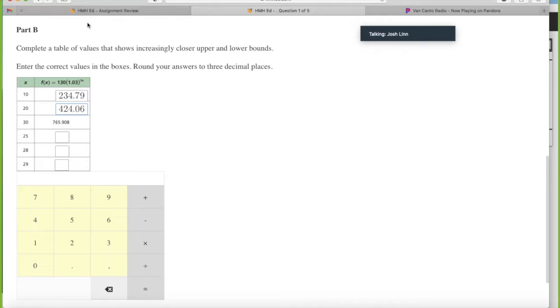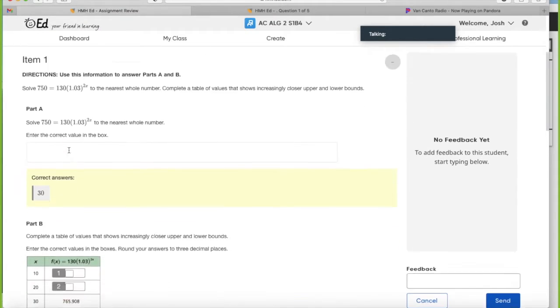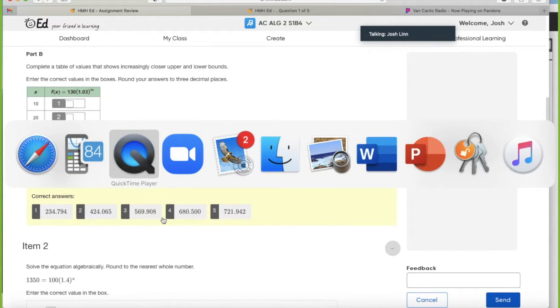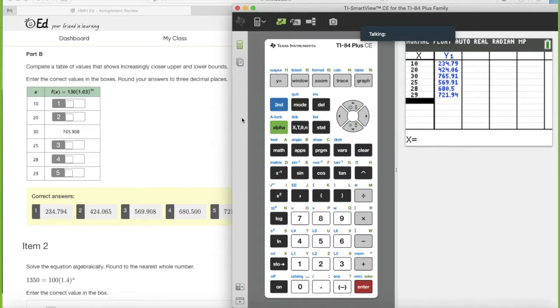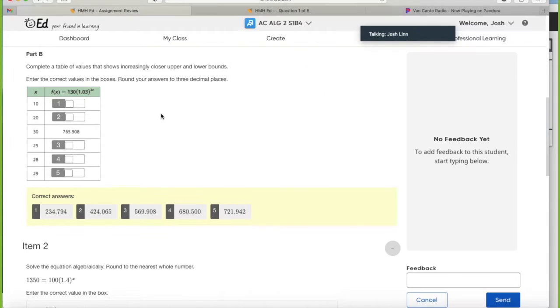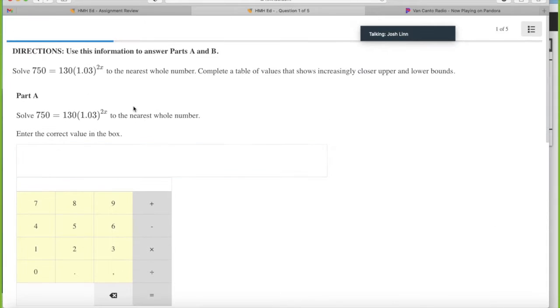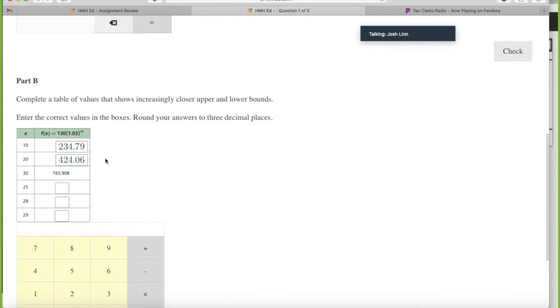We can check our answers for part B, and you'll see 234, 424, 569, 721. So the answers that we got as well. So we're good to go. So using that information, we made our table. We can then solve this part, enter the correct value in the box based on our chart down here.